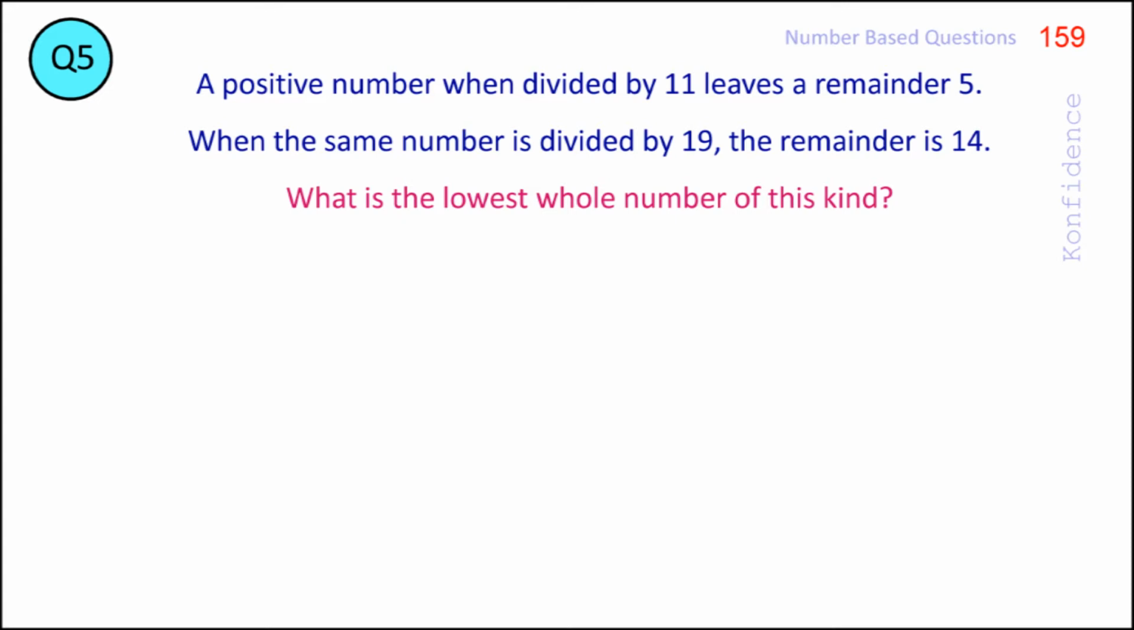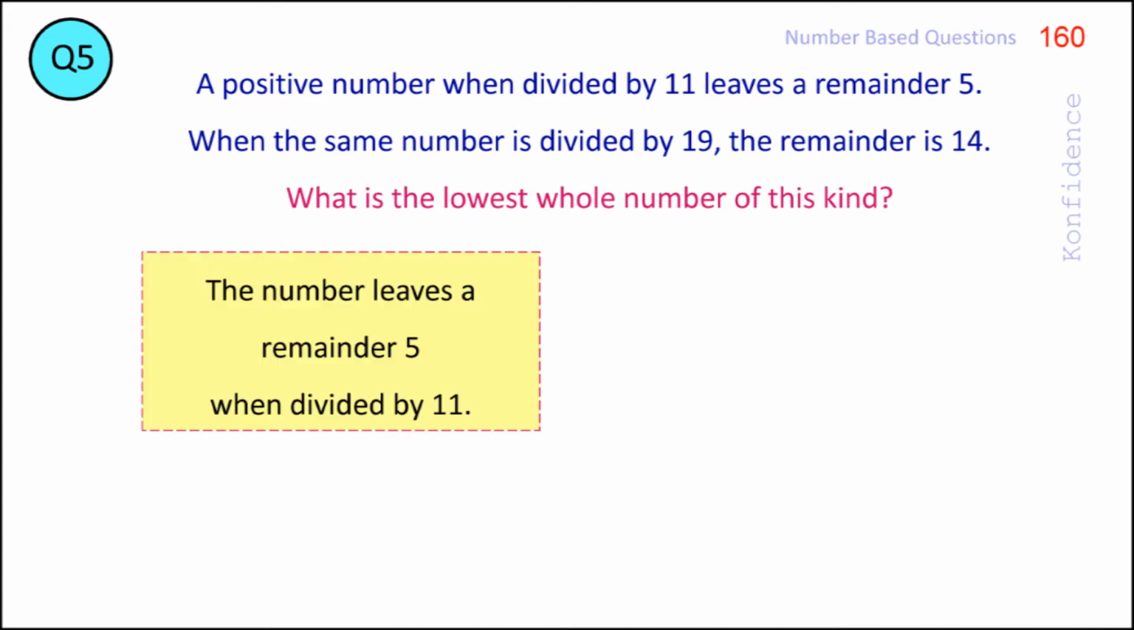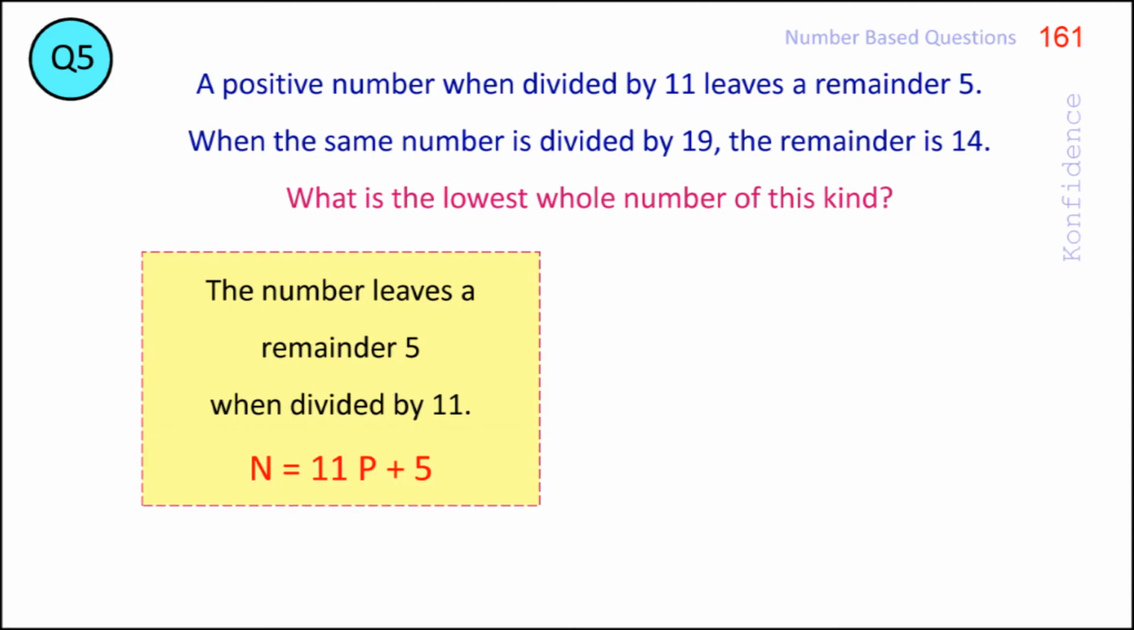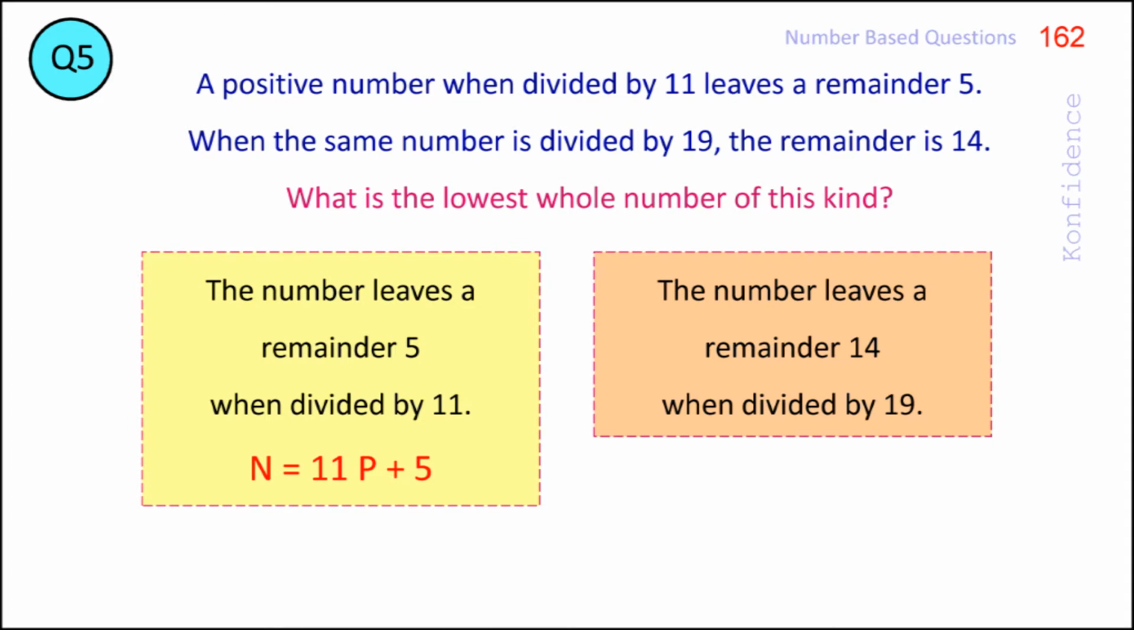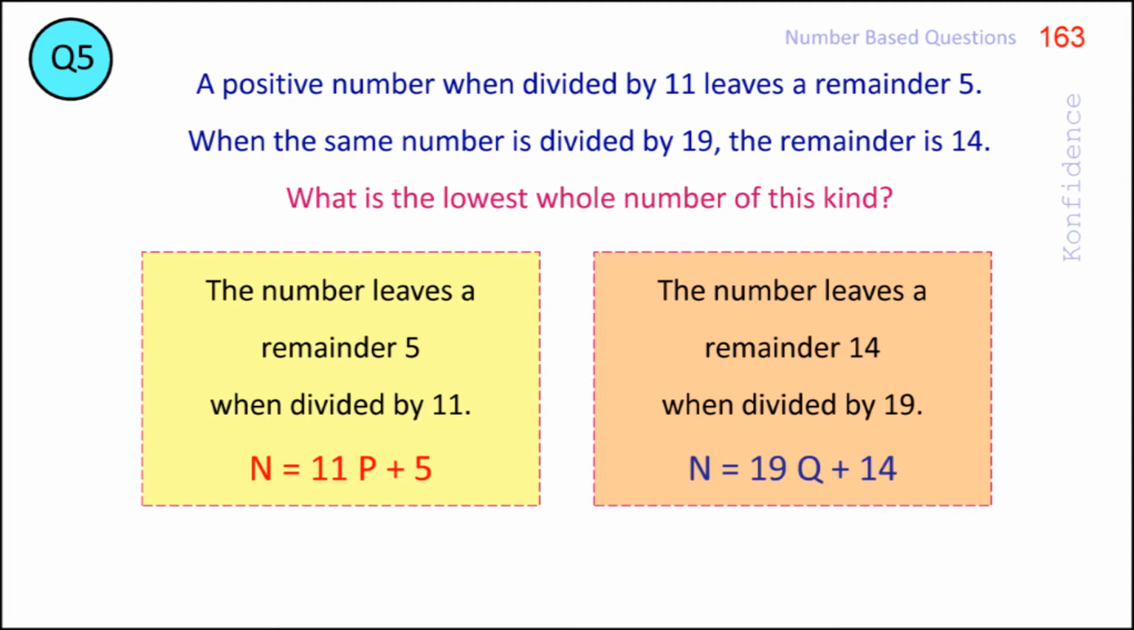Let us look at this step by step. Any number that leaves a remainder of 5 when divided by 11 can be expressed as n equals 11p plus 5. The same number when divided by 19 leaves a remainder of 14. So it can be expressed as n equals 19q plus 14 also. Here p and q are whole numbers.